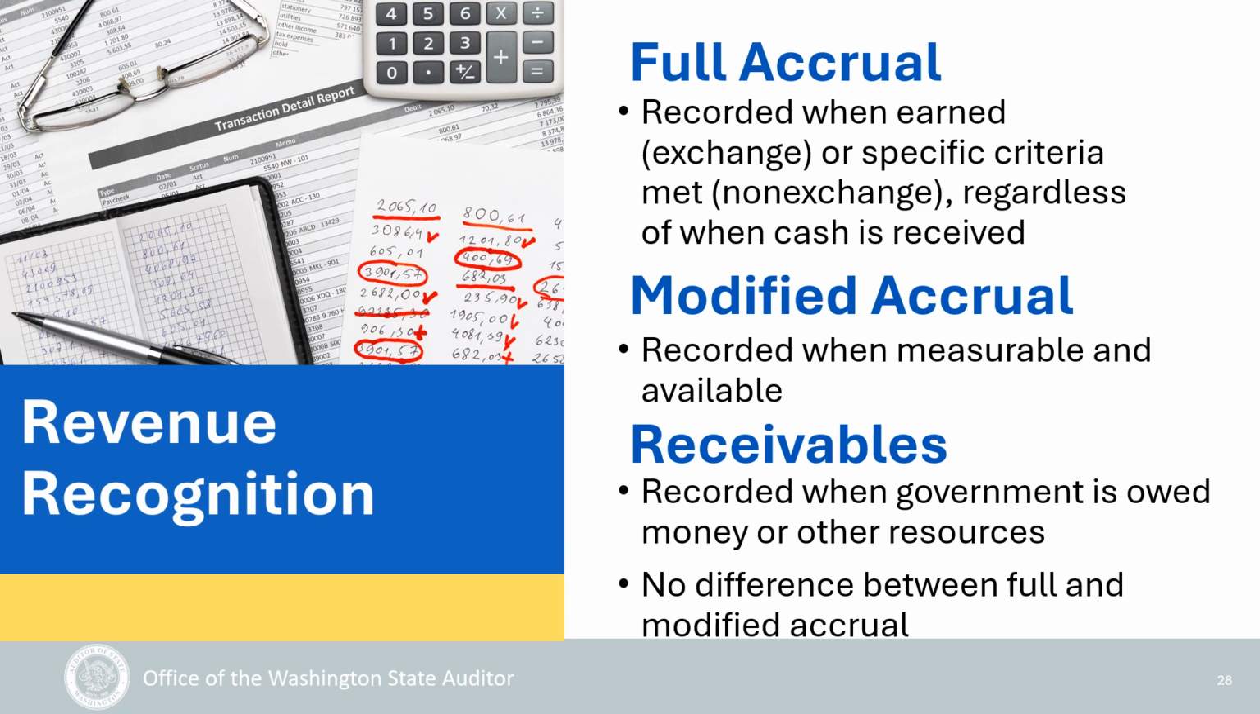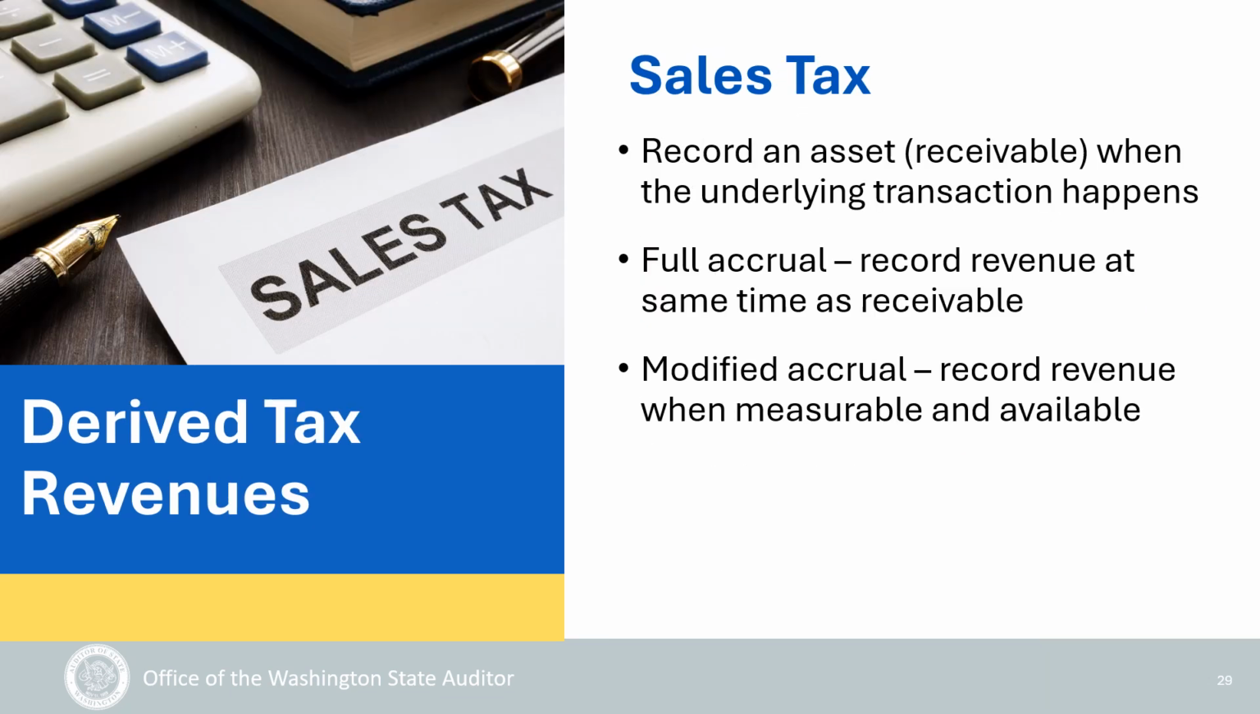Let's practice. Let's start with sales tax, which is a derived tax revenue. For derived tax revenues, the government has the right to the revenue when the underlying exchange transaction takes place. For sales tax, that's when the underlying item is sold. In both modified and full accrual, the sales tax receivable is recorded when that underlying sale takes place. Remember, the receivables are the same. It's only the revenue recognition that's different under the two bases of accounting.